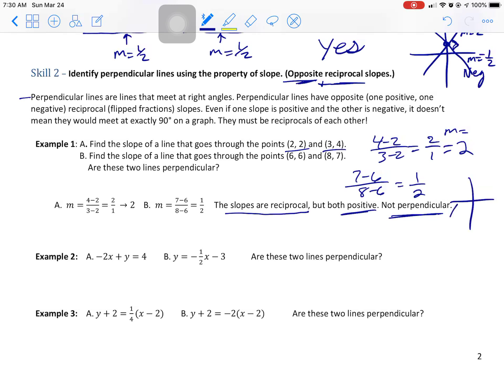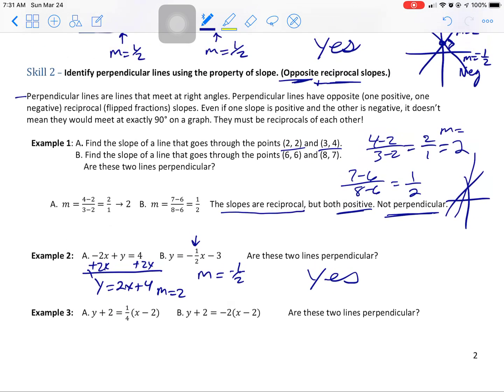If one of them's 2 and one of them's a half, let's make that the half, so the other one will kind of go like this. They're going to run into each other, okay? Are these two perpendicular? Let's see, fix this one. Add 2x, add 2x, y equals 2x plus 4, so m equals 2. This one is in slope-intercept form, so m equals -1/2. Then yes, these are perpendicular.